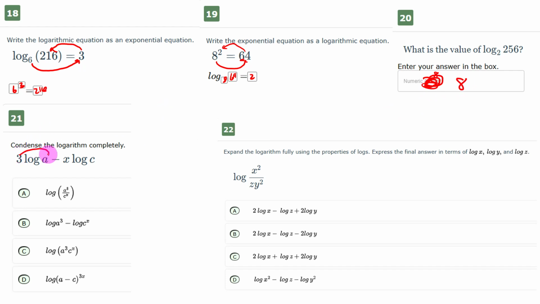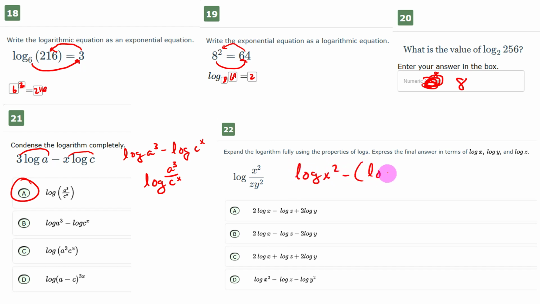Okay, this moves up here. This moves up here. Log a to the third minus log c to the x. So that's log a to the third over c to the x. Right there. So this is going to be log x squared minus log zy squared. So this is going to be log x squared minus log z plus log y squared.